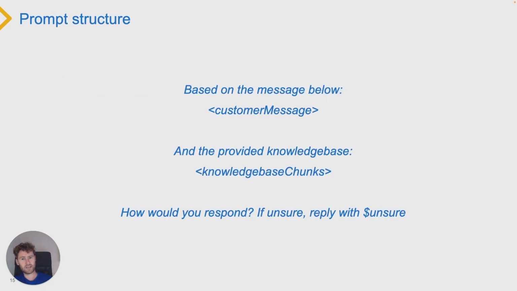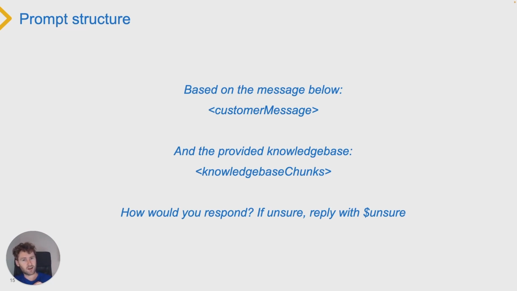So a typical way the prompt looks behind the scenes is based on this customer's message and these bits of the knowledge base. How would you respond? What you should also set up is a fallback mechanism such that if your answer can't be found, you let the customer know, or you transfer to a queue, or you maybe ask a follow-up question.